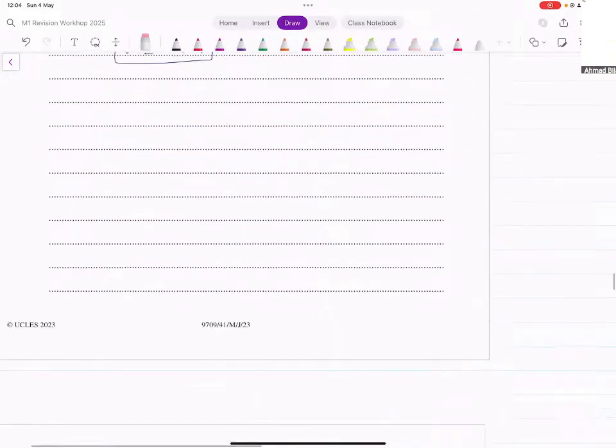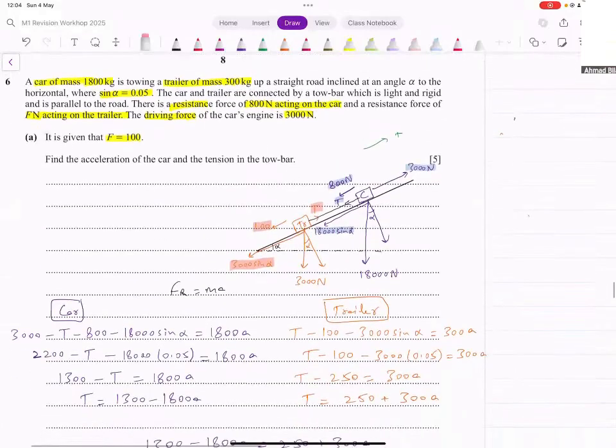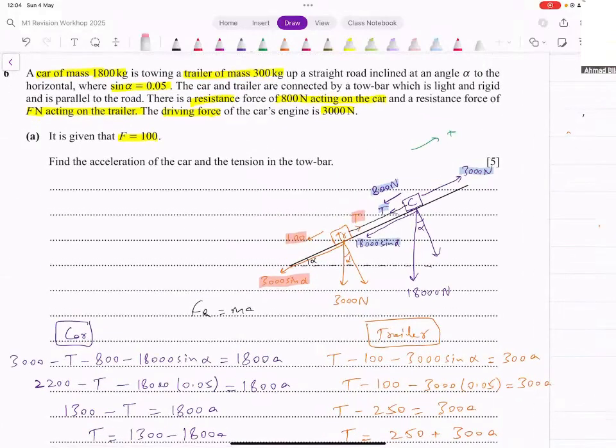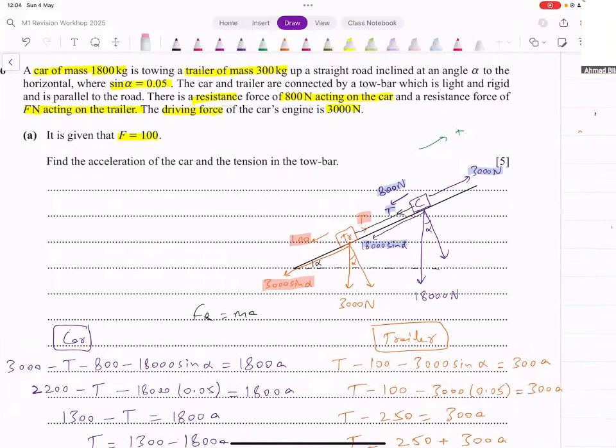Okay? Sometimes it can become more complicated. So you have multiple objects like this. You've got a car and a trailer. They're connected like this by a string. And you've got some forces acting on them like this.